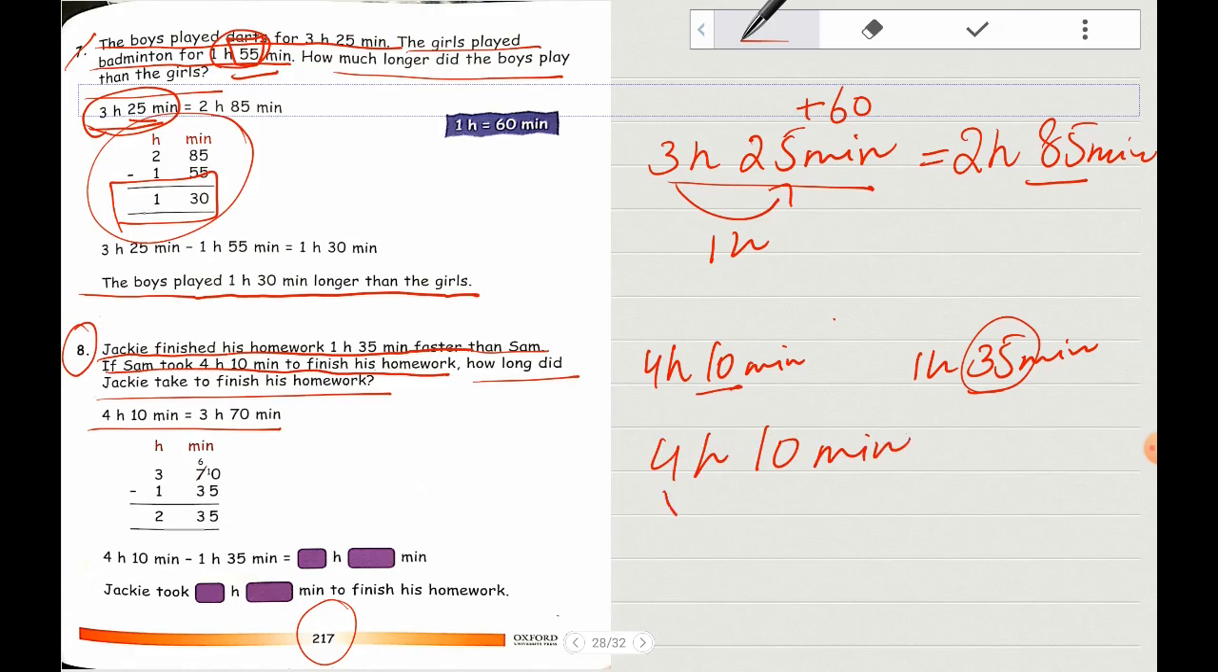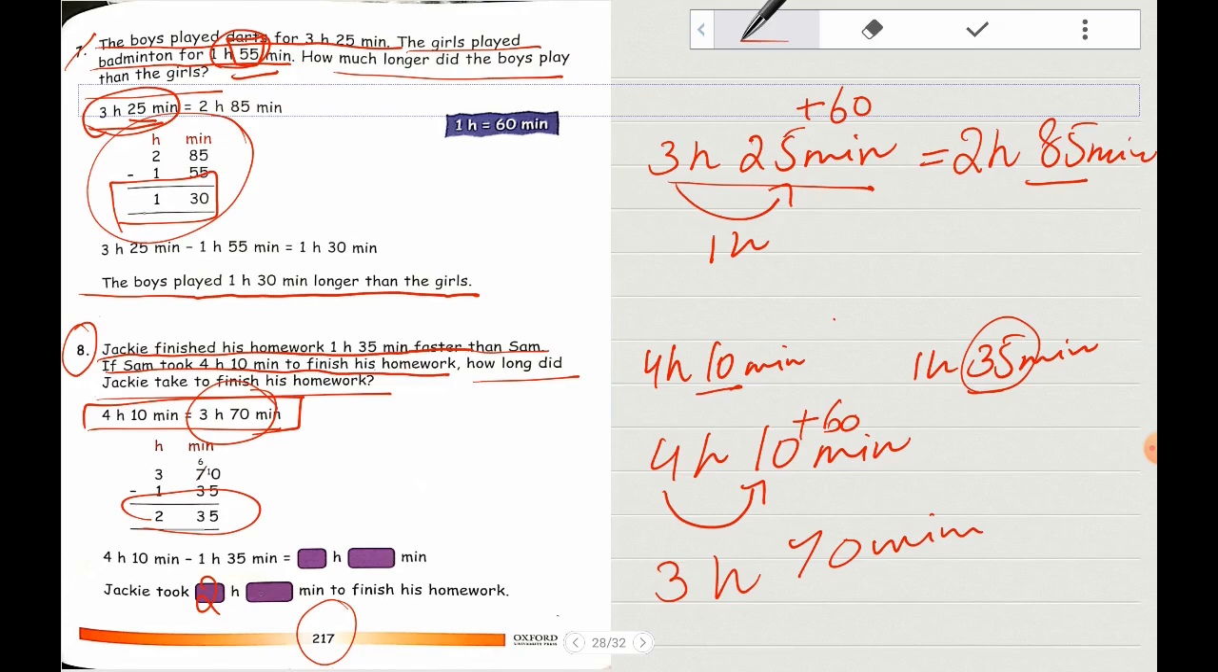You will take 1 hour borrow from 4 hours. It will become 3 hours and 60 will be added to 10. 60 plus 10 will be 70 minutes. Now you can see in this step that 4 hours 10 minutes can be written as 3 hours 70 minutes. Now when you make the sum, you will use 3 hours 70 minutes in place of 4 hours 10 minutes. When you subtract it, the answer will be 2 hours 35 minutes. So Jackie took 2 hours 35 minutes to finish his homework.